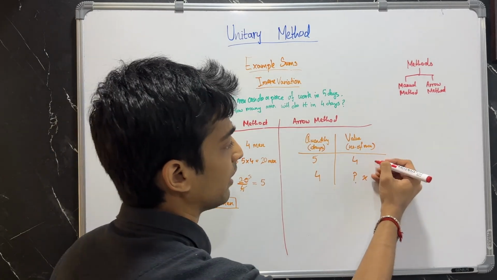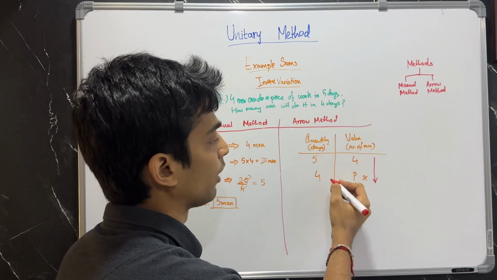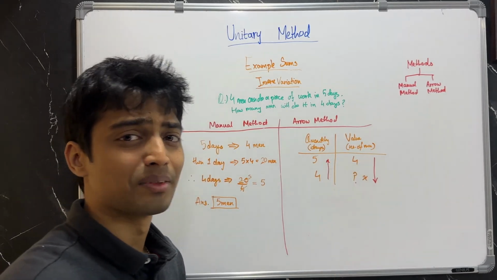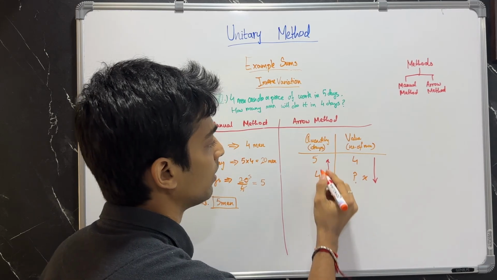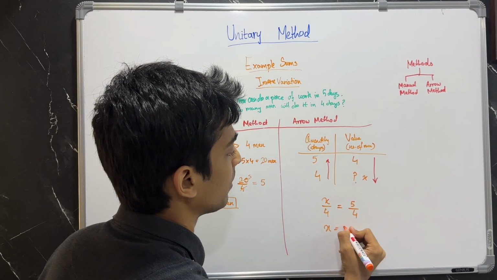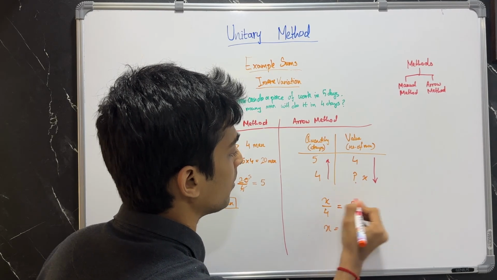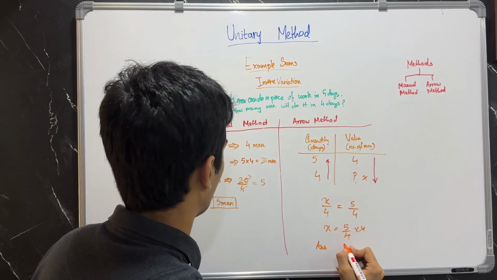Now let's make the arrow. Always there will be a downward arrow on this side. Since it is an inverse variation, the arrow will be upwards. Now we just make an equation, head upon tail is equal to head upon tail. So we get X is equal to 5 upon 4 multiplied by 4. It gets cut. Answer is again 5 men.